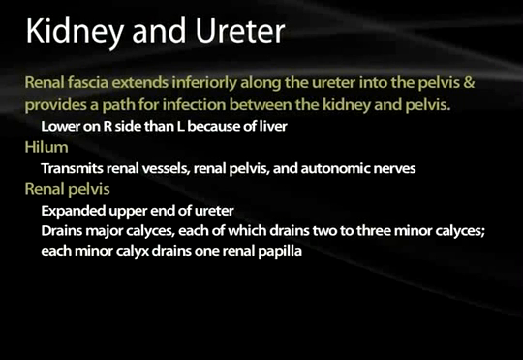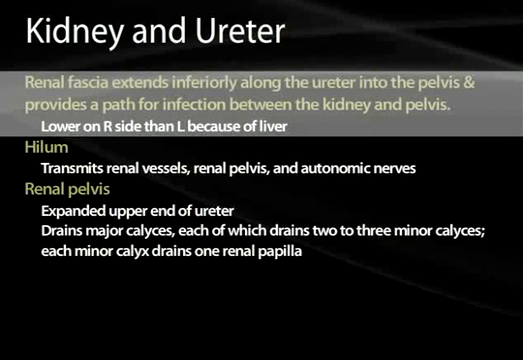What happens with the kidneys and ureters? Well, there's two fascias that cover over the ureters and the kidney, and this will carry the fascia into the pelvis and provide a path for infection between the kidneys and the pelvis.